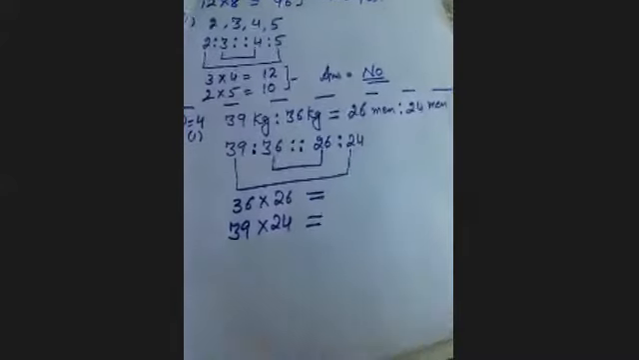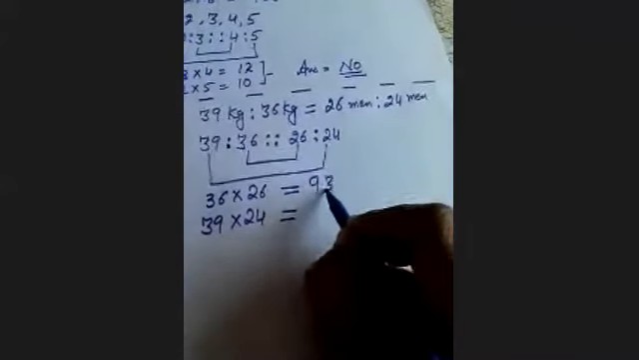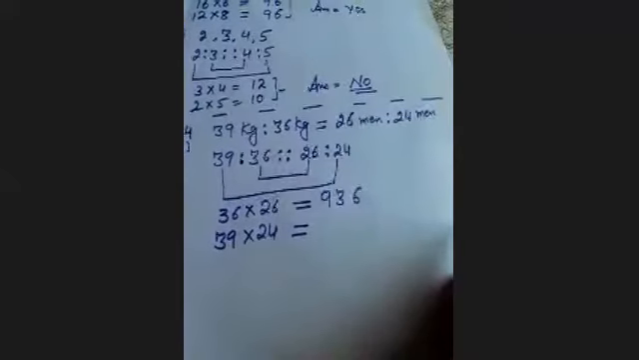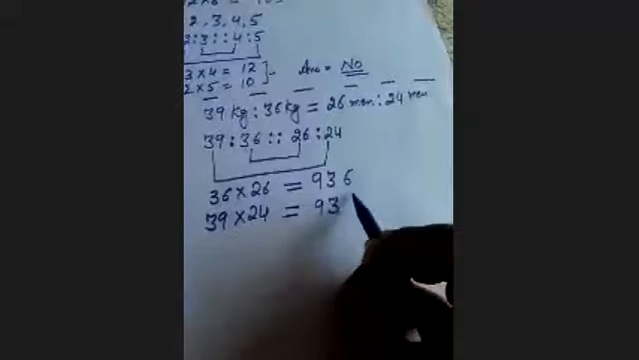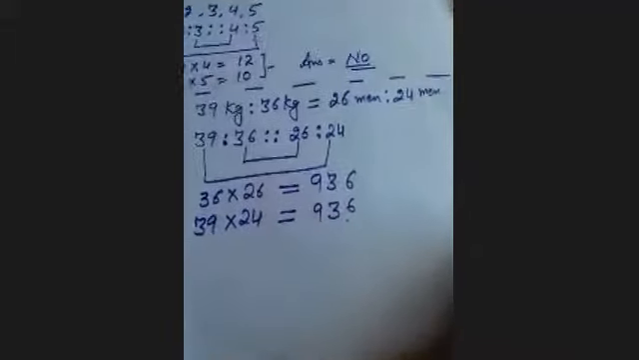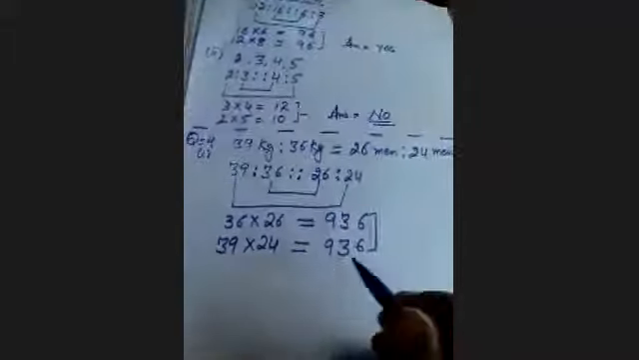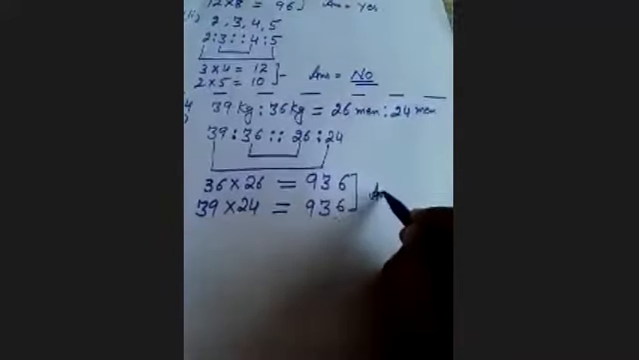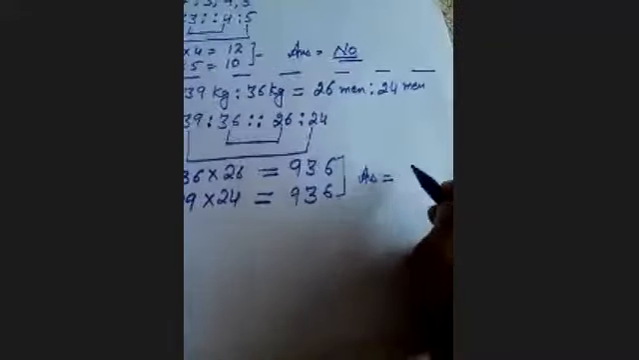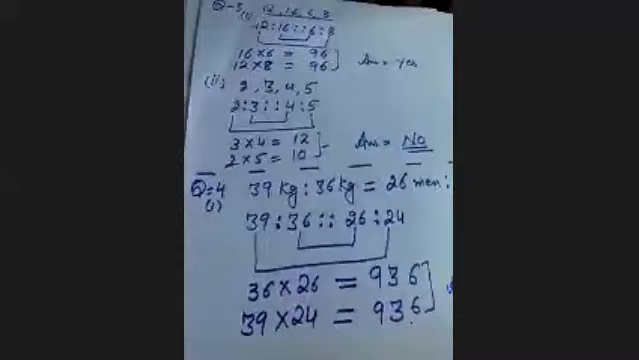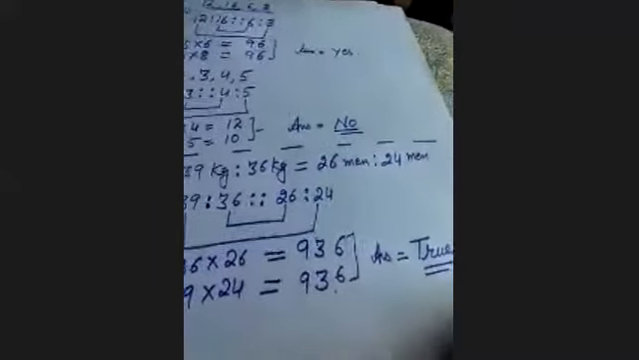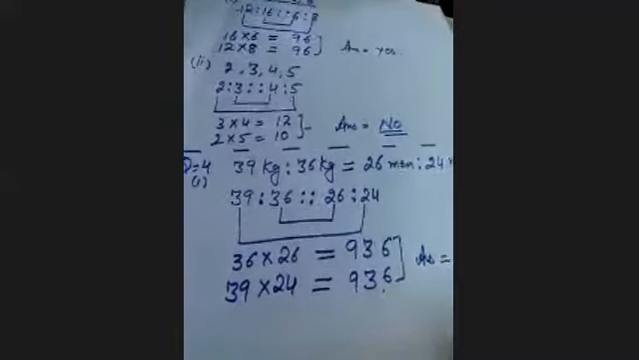Now students, multiply 36 into 26. The answer is 936. And 39 multiplied by 24, it's 936. So the product of mean terms and extreme terms is equal. So your answer is true. It means these two ratios have the same value.